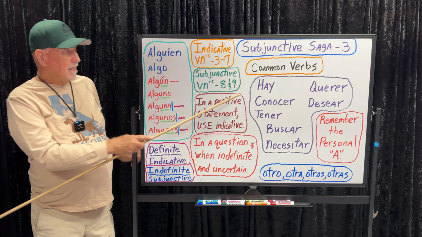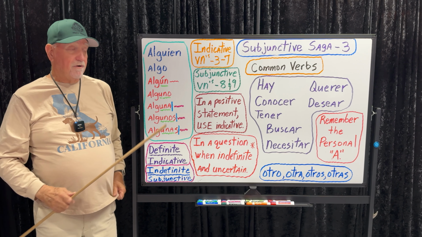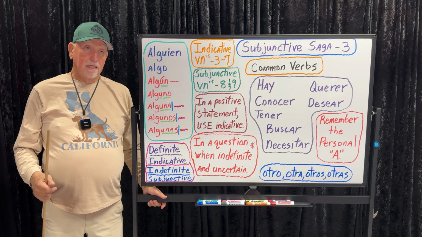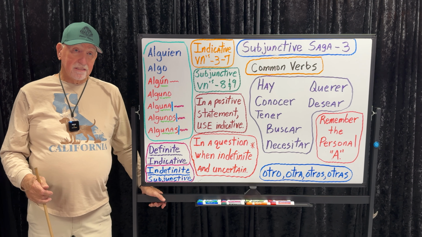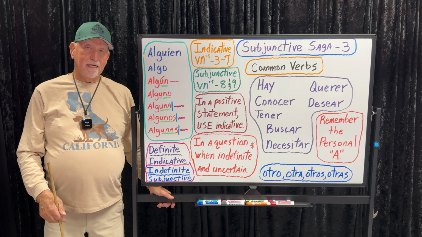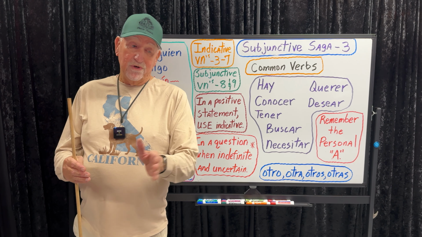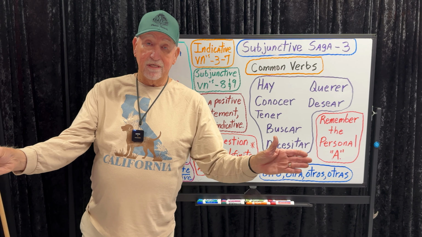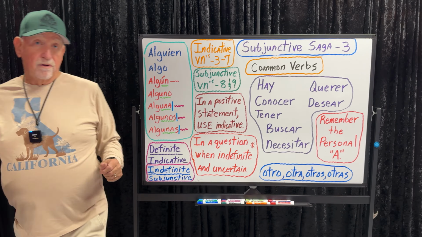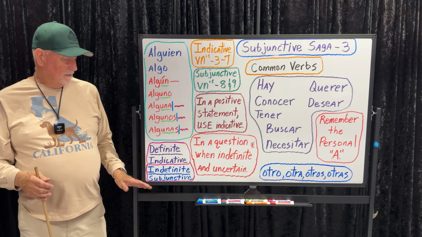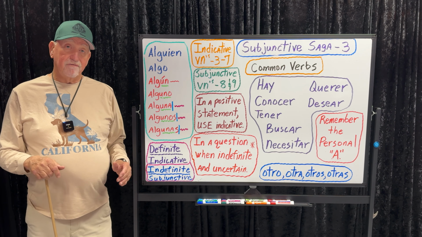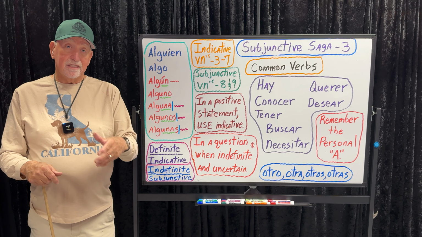If I were just to take hay and alguien, if I want to ask the question, is there someone here that speaks French? Hay alguien aquí que. Once you get to the que, you got to jump off that diving board. You're going indicative or you're going subjunctive. Okay, here it's not certain, right? It's uncertain. It's indefinite. Is there anyone here that speaks French?